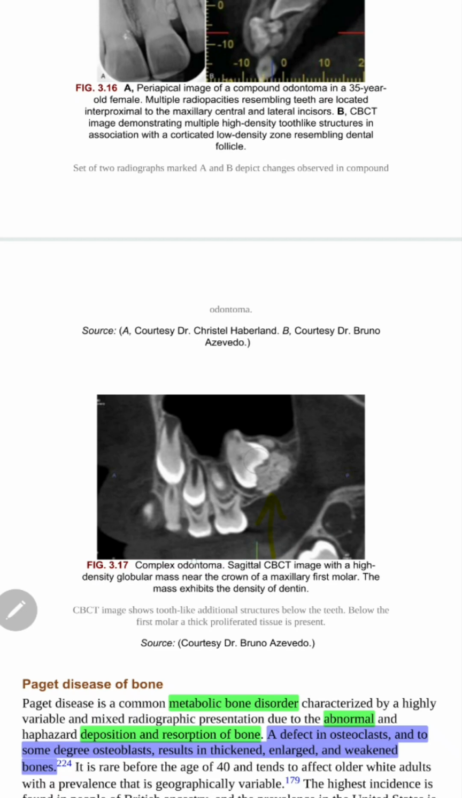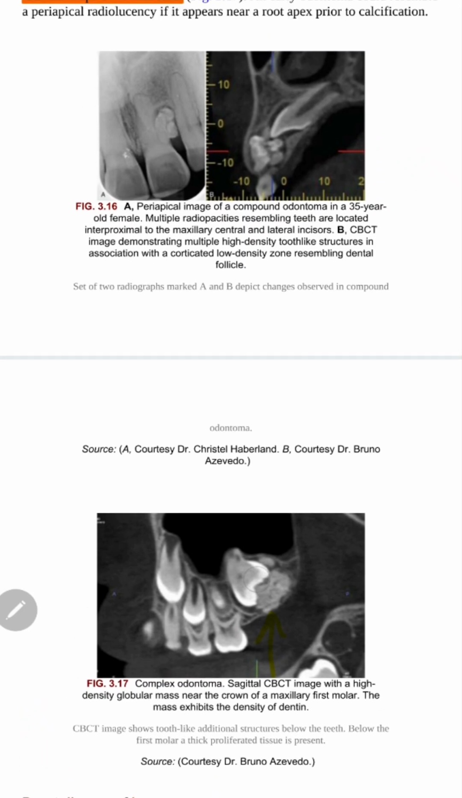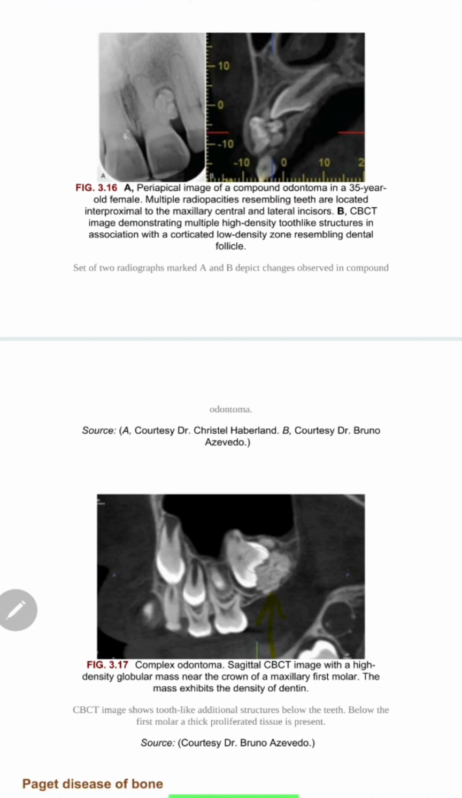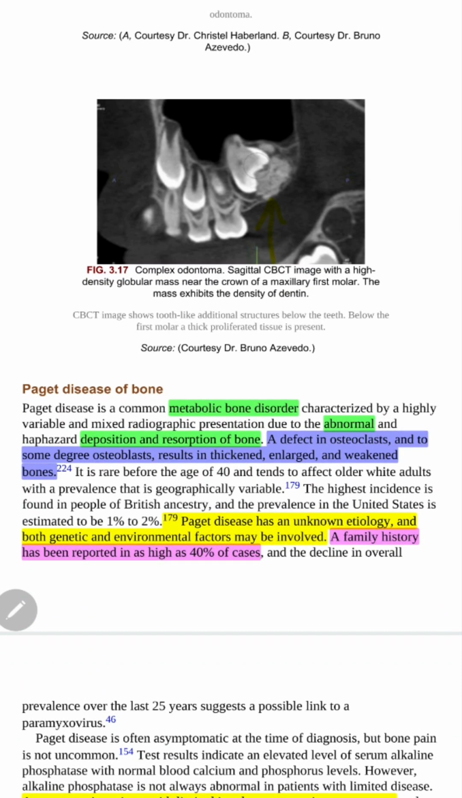We can see here the complex odontoma, with a high density globular mass near the crown of the maxillary first molar. So the complex odontoma is associated with the molar region, and the compound odontoma is associated with the maxillary centrals and laterals in most cases.